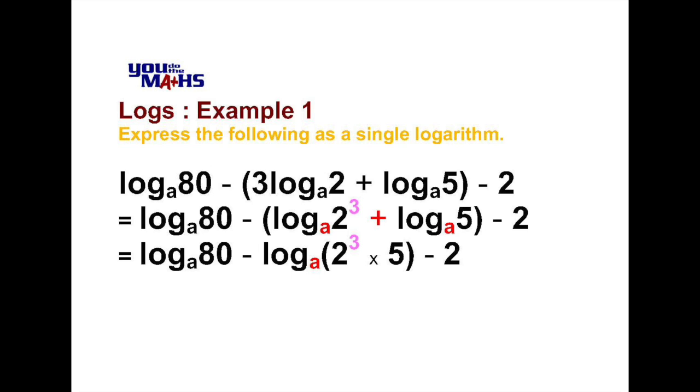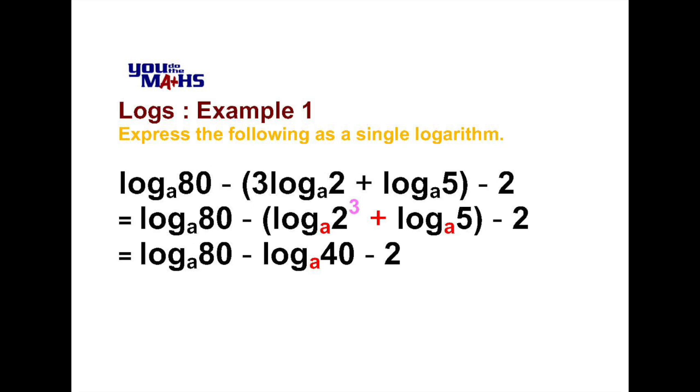So we have a single log replacing the sum of logs. And of course that's a simple calculation because 2 to the power 3 is 8 and 8 multiplied by 5 is 40. So the expression becomes log base a of 80 minus log base a of 40 minus 2. It's important to note that we could use that log operation because we do have logs with the same base, in this case base a.